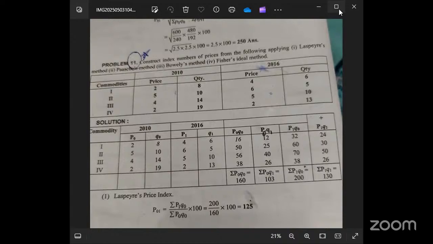So after doing this table, we need to find out the first method, that is Laspeyres method. Here is the formula. It is simple: applying the formula, putting the values in the formula, and we are getting the index value.